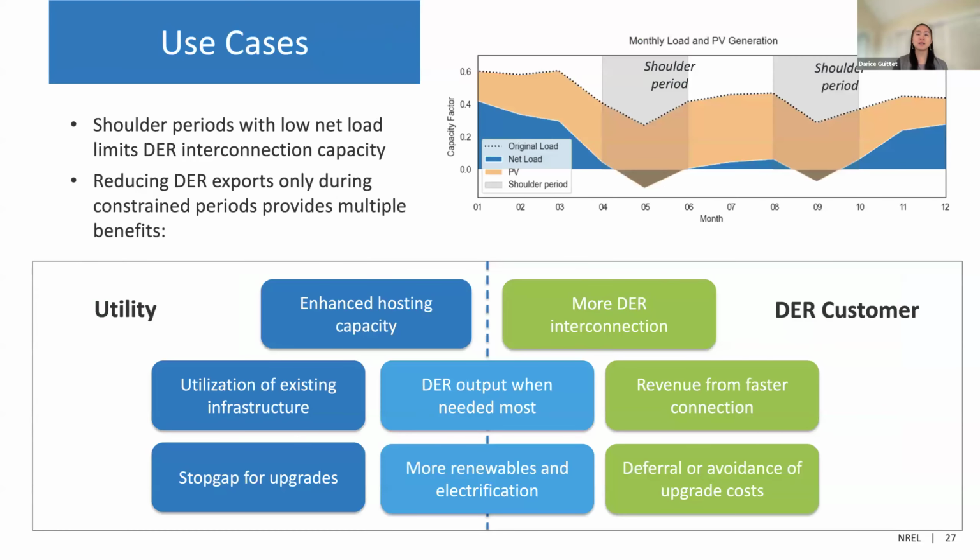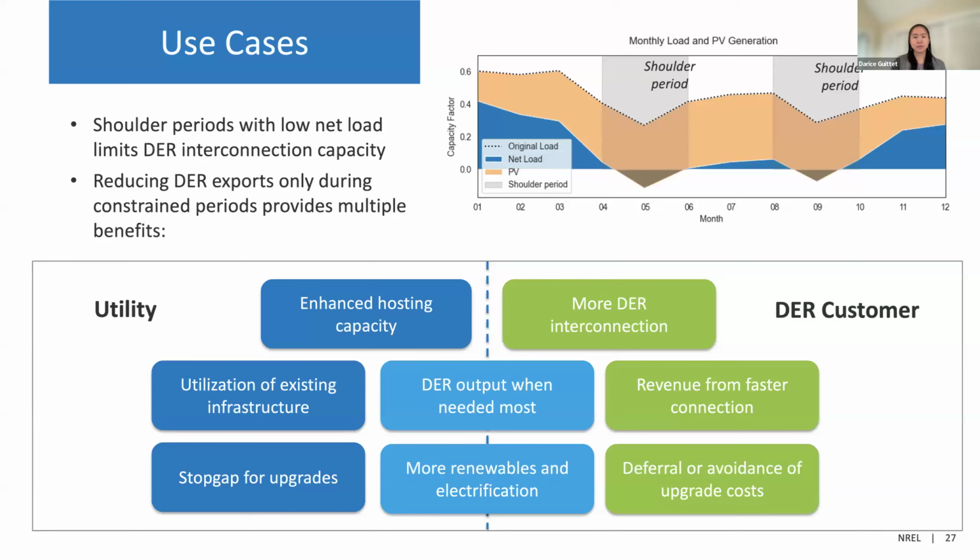Those hosting capacity constraints often show up only during limited periods, such as shoulder periods with minimum net load. These shoulder periods happen between winter and summer. During winter, there are high heating and lighting loads. During summer, there are cooling loads. During spring and fall, however, the loads are lower, but the PV is relatively high. And so this leads to backfeed and solar hitting grid constraints.